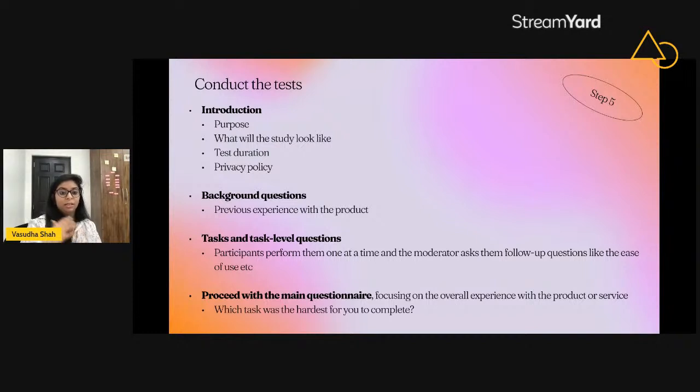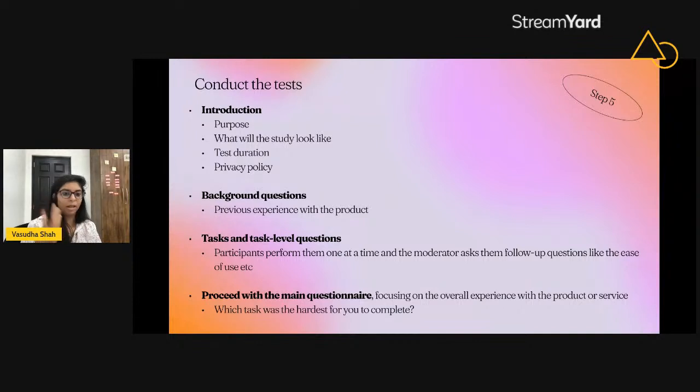The fifth one is conducting the tests. Here you can divide a questionnaire into 4 or 5 different parts. The first one is introduction. So tell them the purpose of the study. What will the study look like? How are you planning on dividing it? How long is the test going to be?